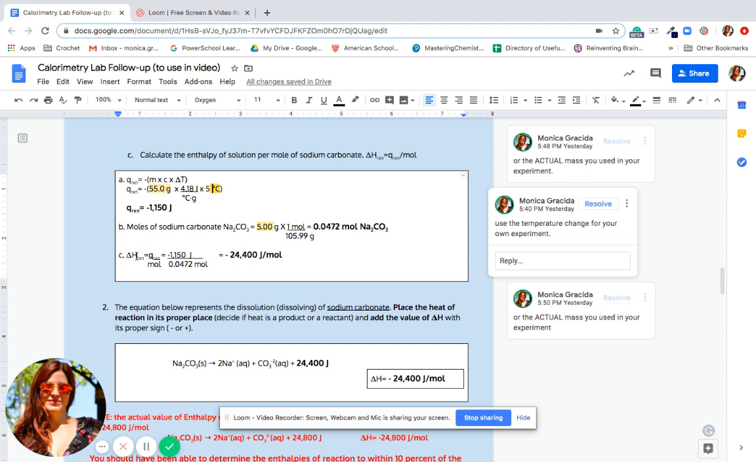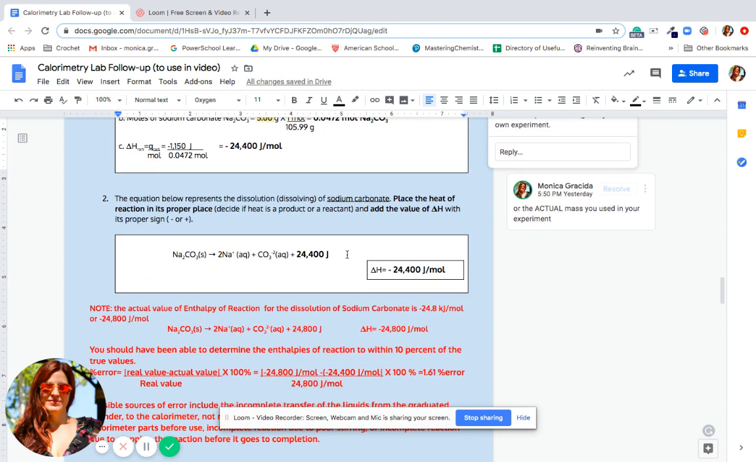In letter C, they ask us to calculate the heat of reaction, which is only to divide the heat of reaction by the moles. And you should get something similar to this. Don't forget your units in every step, and you have your calculations.